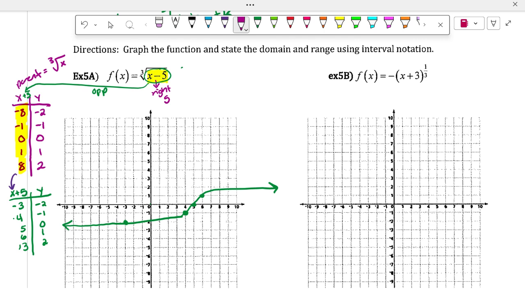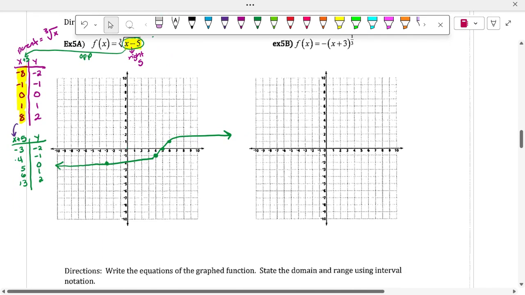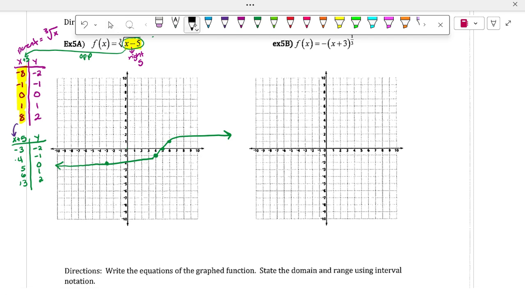Yes, we'll get a graph on this. All right. So what's the domain and range of this function? It's all real numbers for both. Domain is from -infinity to +infinity, or all real numbers. Range is from -infinity to +infinity, or all real numbers. That's usually true for the domain and range of any cube root function. It's always going to be all real numbers for both.